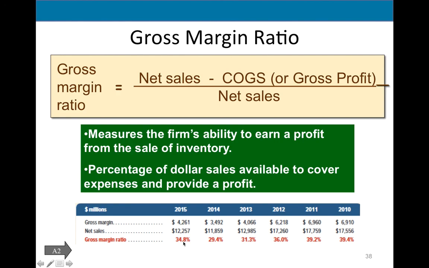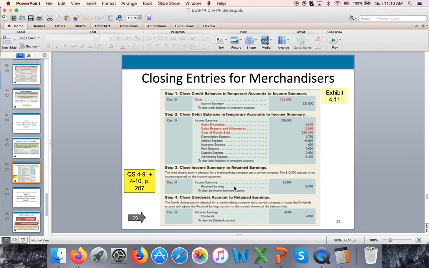Of course, another way to look at it, it's a percentage of dollar sales available to cover expenses and provide net profit. The higher gross margin means the company is more profitable.